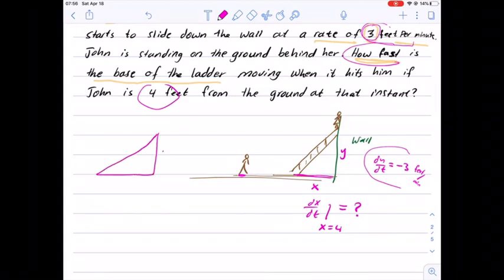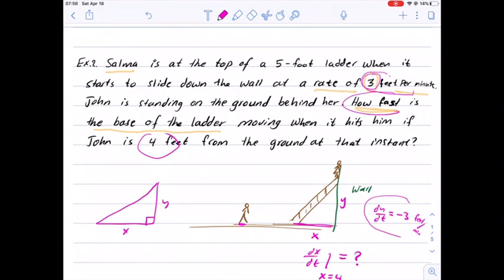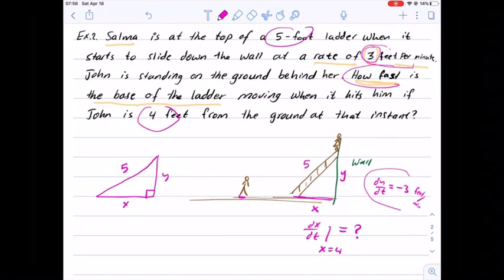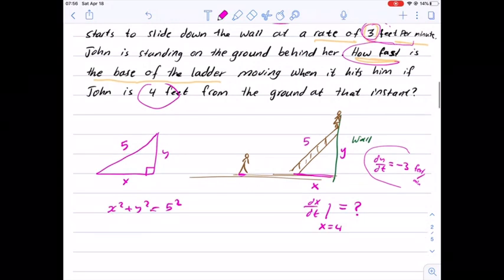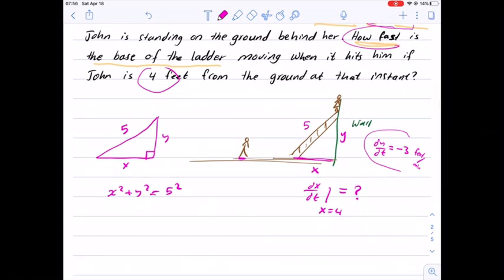If we look at this graph, we can notice that we have a right triangle, and the length of the ladder is 5 feet, so this is constant. Now we find the relationship between x and y. The relationship is that x squared plus y squared equals 5 squared.